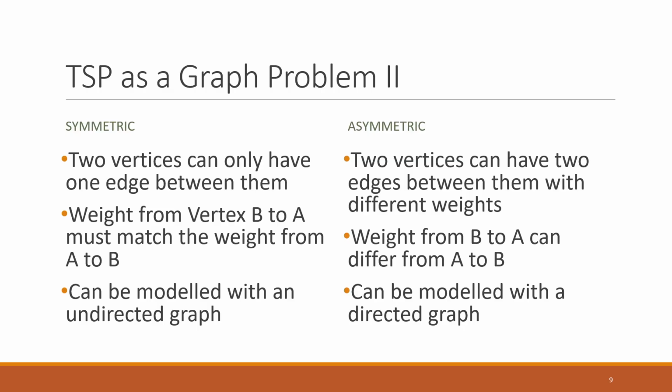In an asymmetric TSP, two vertices can have two edges between them with different weights. So the weight from B to A can differ from A to B. This can be modeled with a directed graph. And an example of asymmetric TSP is one-way streets, or if you need to fly from city A to B, which might cost more than flying from B to A.